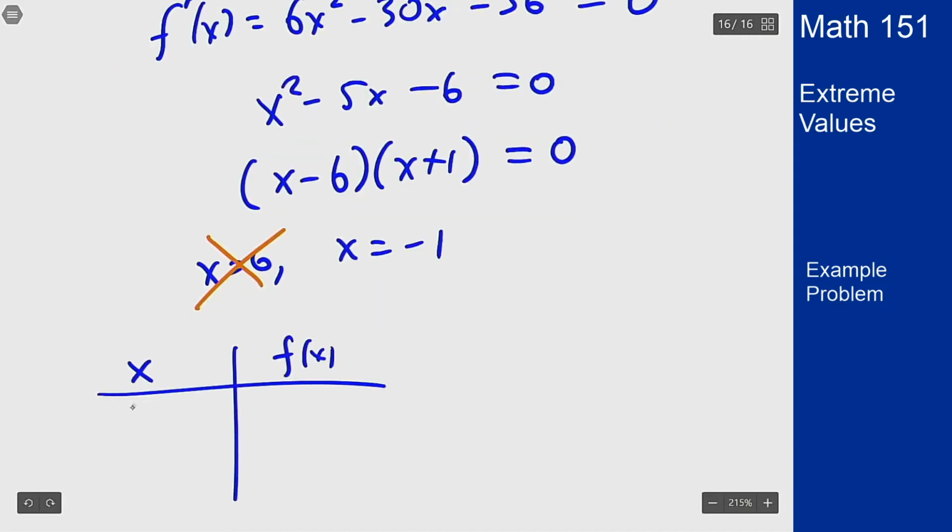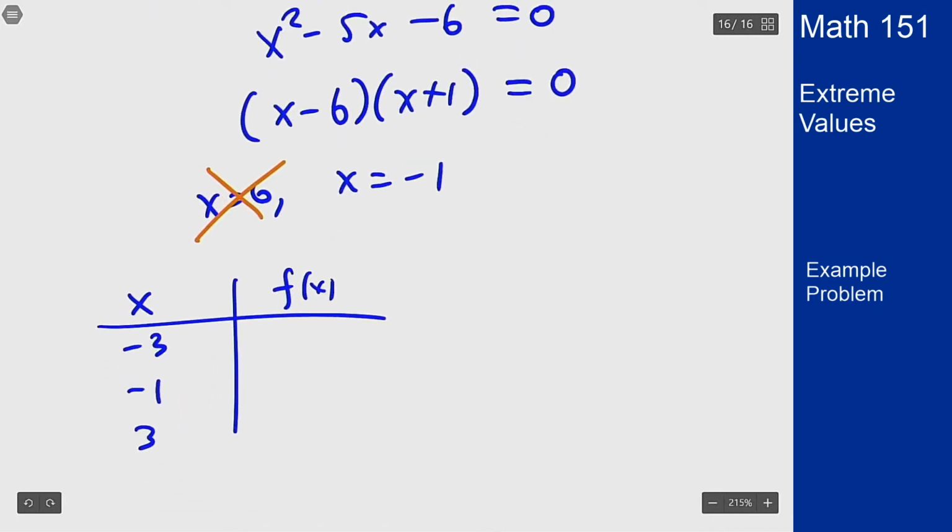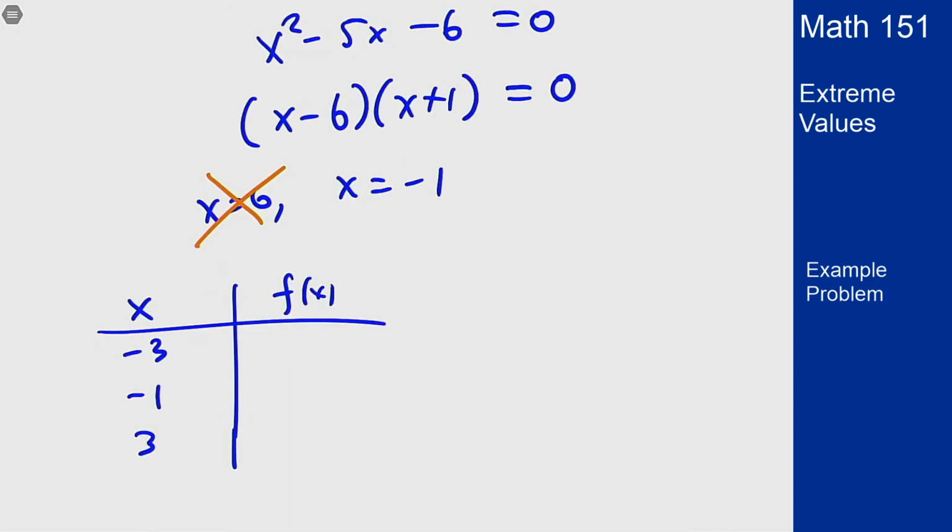My x values will be at minus 3, minus 1, and positive 3. And I can plug all these into f to see what I get. And if we do that, we get that f of minus 3 is negative 81, f of negative 1 is 19, and f of 3 is negative 189.